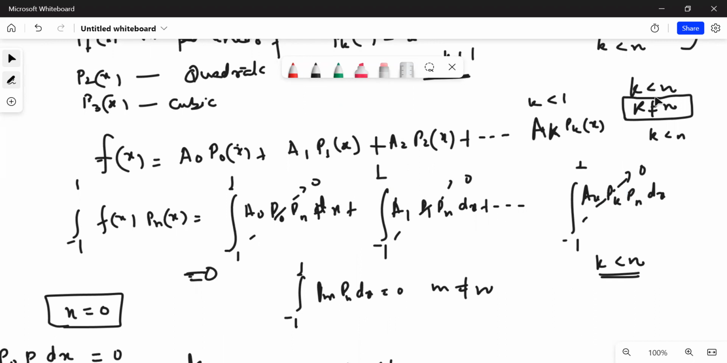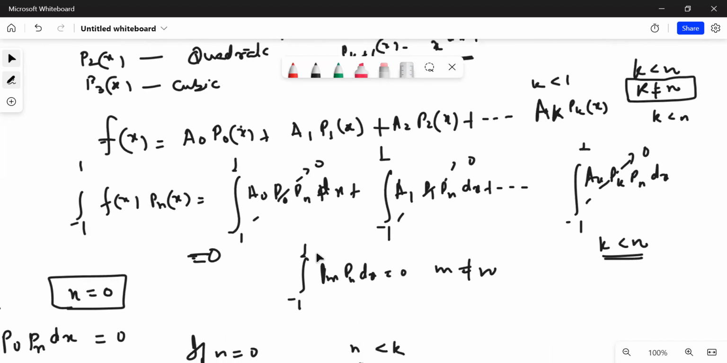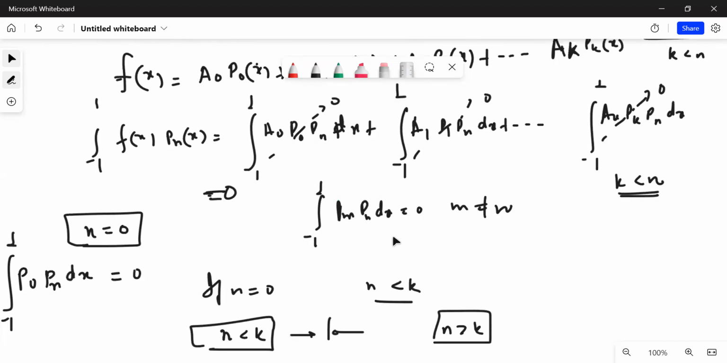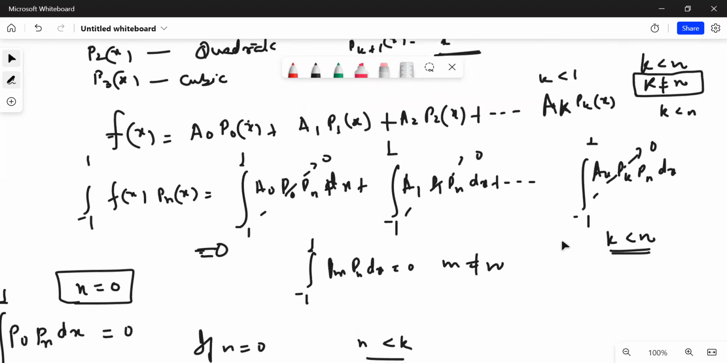So overall all these terms would go to 0. Even k cannot be equal to n because k is less than n. So this integration would also go to 0 by the orthonormality relation of Legendre's polynomial. So overall, all these would go to 0. So 0 plus 0 plus 0 anytime would give you 0 anyway. Is that clear?